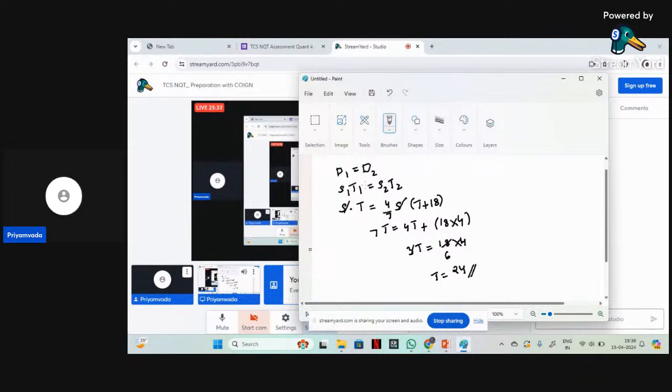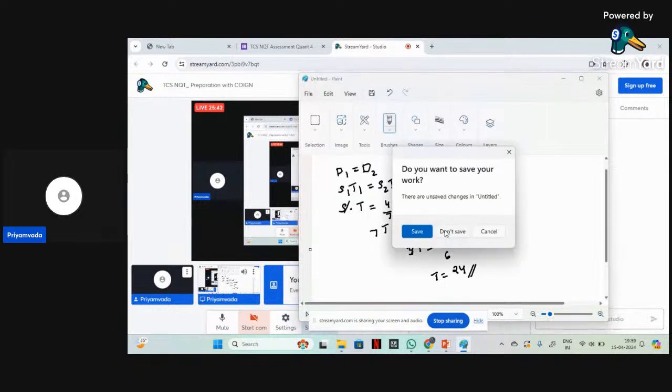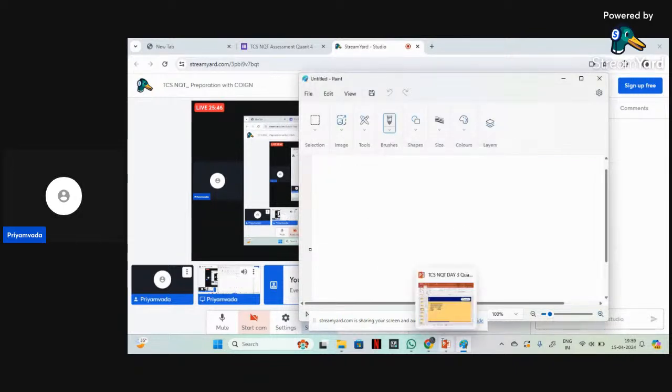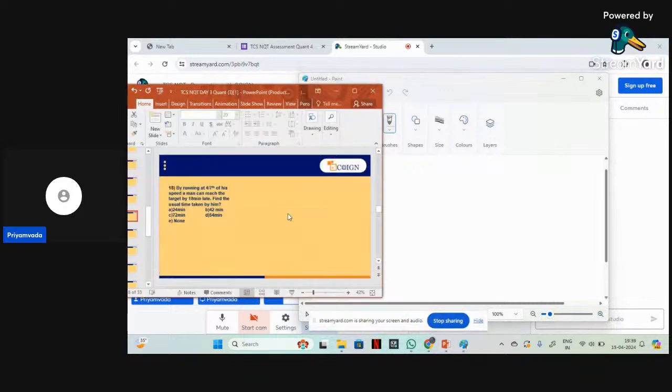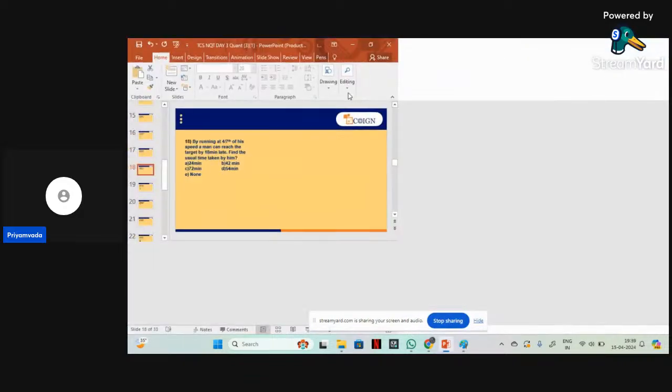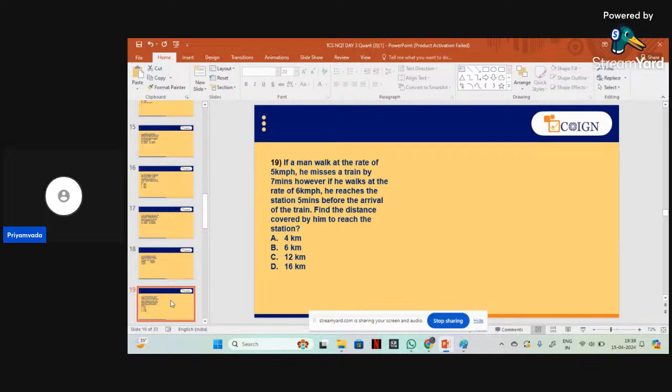I hope everyone is understanding this, because this is a basic sum. And we'll be going to the next question now. So the answer is 24.